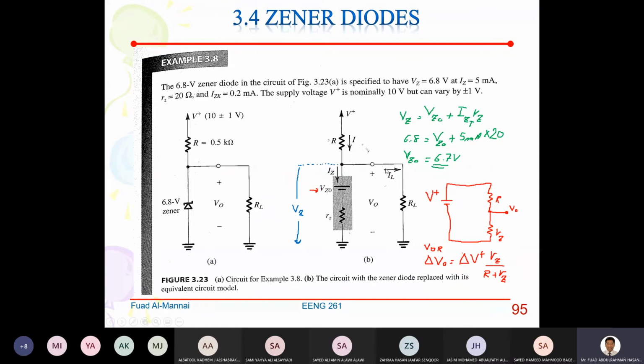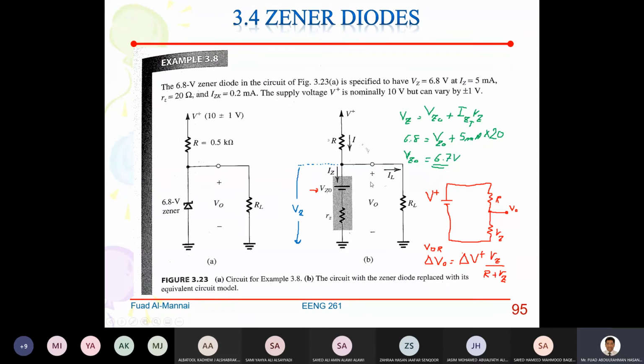So when it draws 1 milliamp, that means IZ will be reduced by 1 milliamp. Everybody get that? IZ will be reduced by 1 milliamp. Okay? We have seen that before. Remember, when RL is min, IL will be max, and therefore IZ will be min, and vice versa.